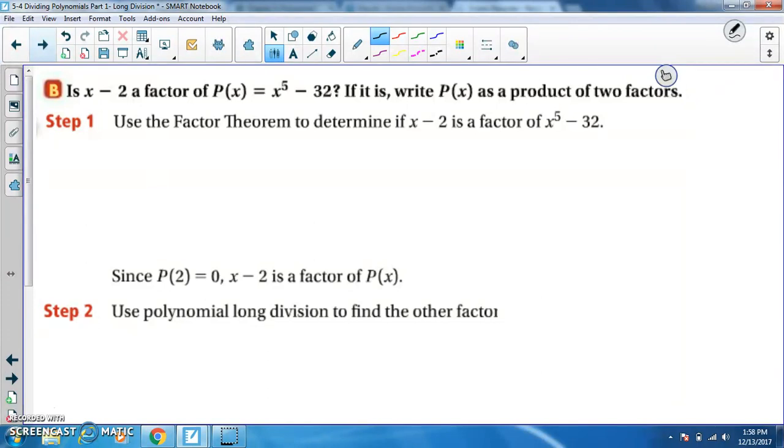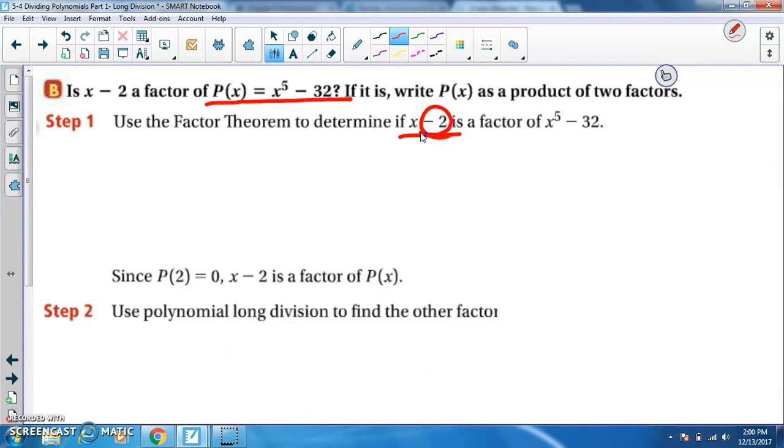Is x minus 2 a factor of p of x equals x to the 5th minus 32? If it is, write p of x as a product of two factors. Use the factor theorem to determine if x minus 2 is a factor of x to the 5th minus 32. The factor theorem states that if we are dividing by a binomial x plus or minus a, then if the opposite of this value plugged into your polynomial is equal to 0, then x minus 2 would be a factor.